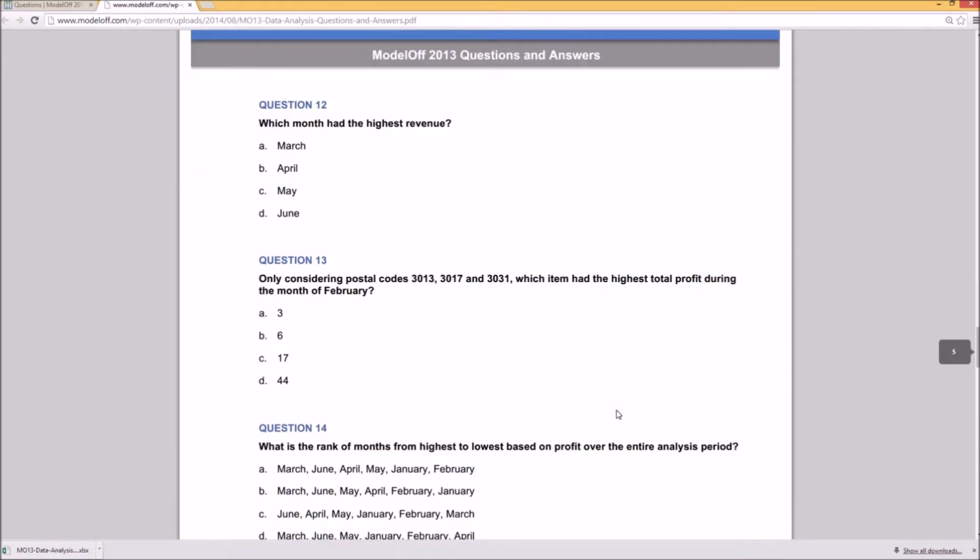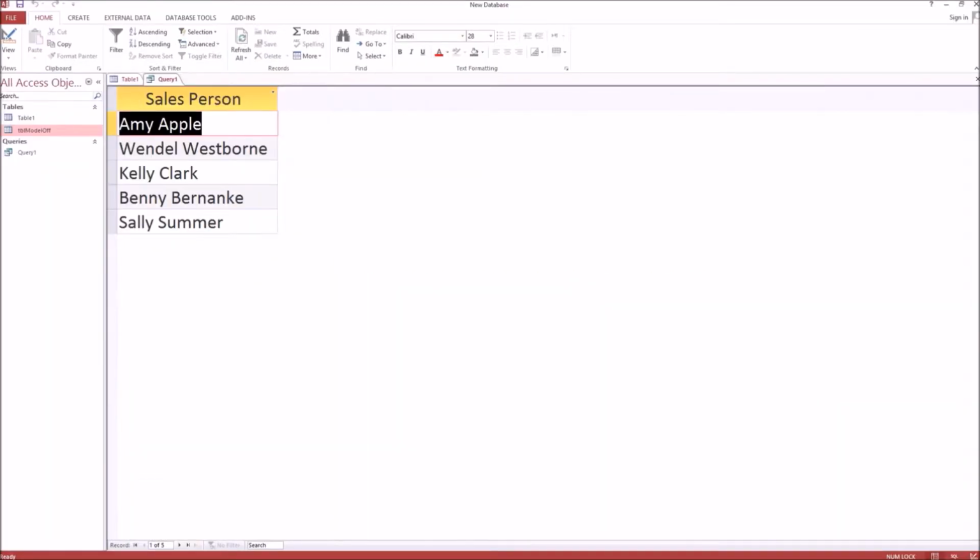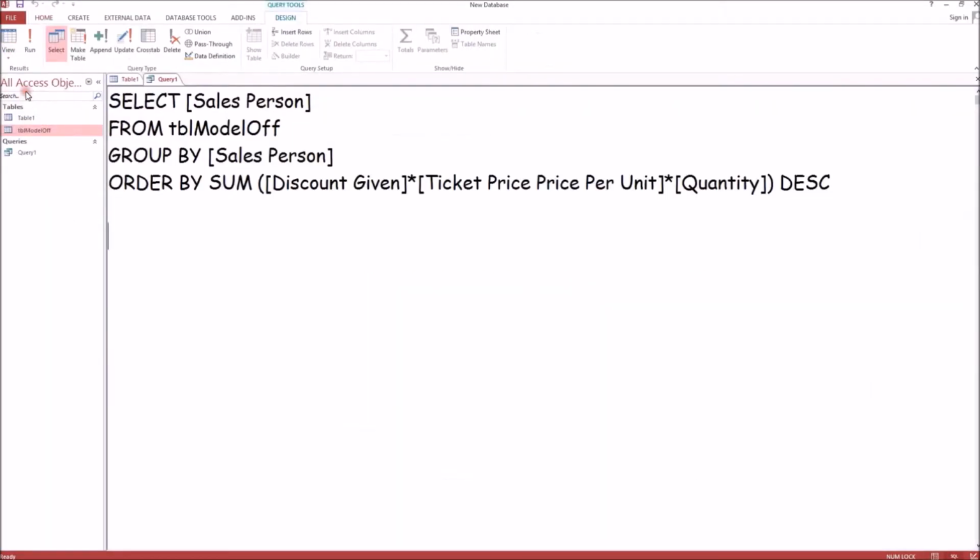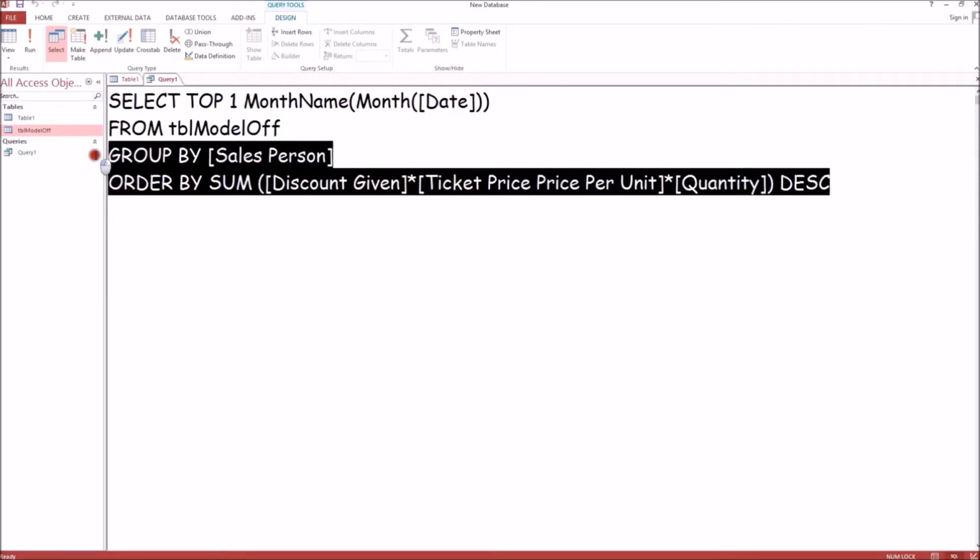Question number 12 seems pretty simple. Which months had the highest revenue? So let's answer it. So select top one, months, name, months, and the date field from table ModelOff.